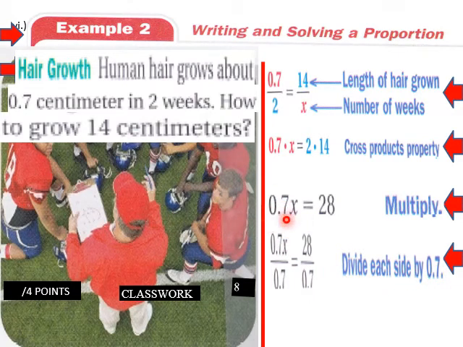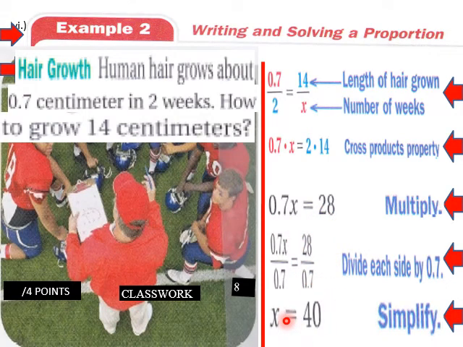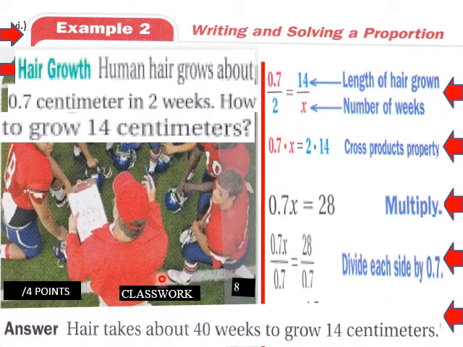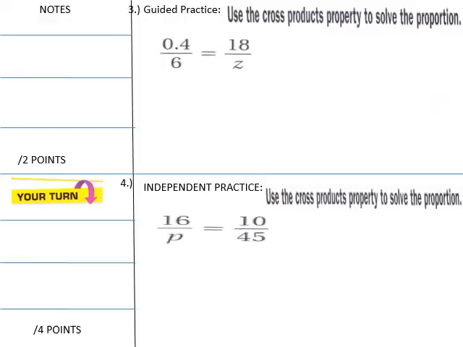We can get rid of this here. And then 28 divided by 0.7 is what? 40. So to grow 14 centimeters, it would take 40 weeks, using a proportion here. Isn't that cool? So it takes about 40 weeks to grow 14 centimeters.